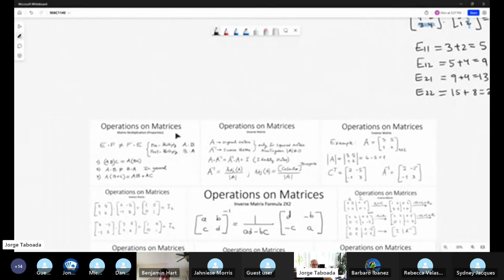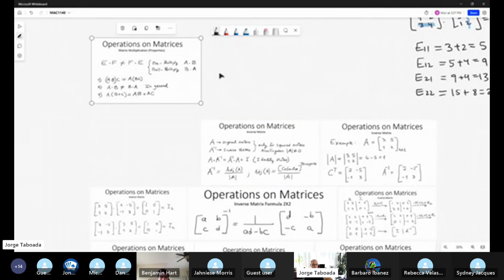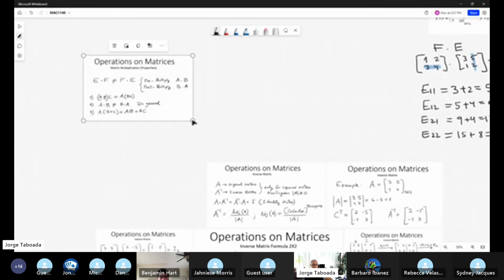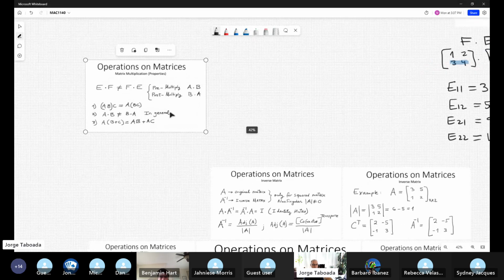So let me summarize something. Let me summarize the most important properties for the multiplication of matrices here. Let me zoom this slide.